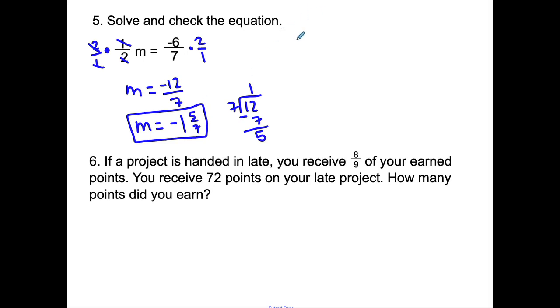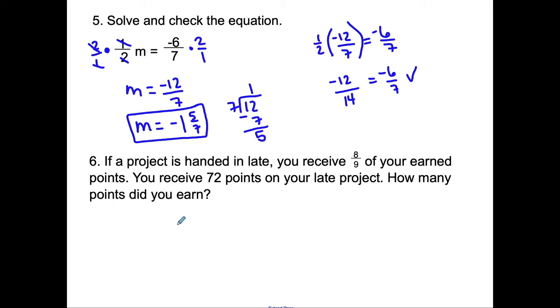All right, check means I need to actually write out a check, so I'm going to do it over here. 1/2 times, since I'm doing fraction multiplication, I'm going to put the improper one in. Negative 12 sevenths equals negative 6 sevenths. I'll multiply straight across on this one. 1 times negative 12 is negative 12. 2 times 7 is 14. So negative 12 fourteenths, if I simplify it, does equal negative 6 sevenths. So we got that one correct.